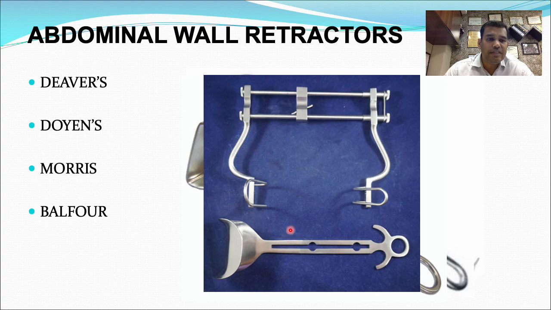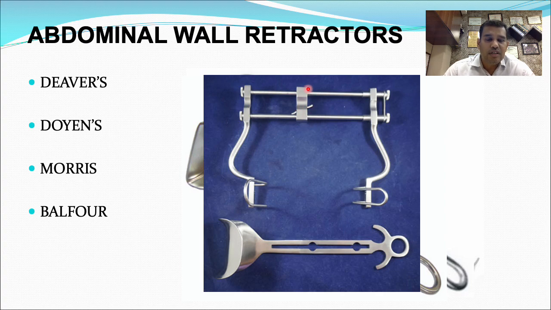Next instrument is this, called Balfour's self-retaining abdominal wall retractor. It is basically an assembly of various types of retractor. So this is Balfour's. This one retracts the right side of the abdomen. This will retract the left side of the abdomen, and this is the screw where you can open and retract it further. And this is one of the Doyne's blades that fits into this. We can apply a third retractor.